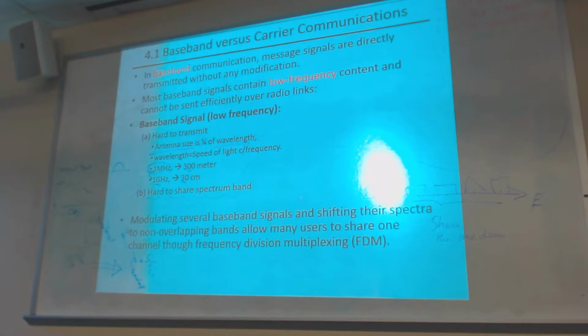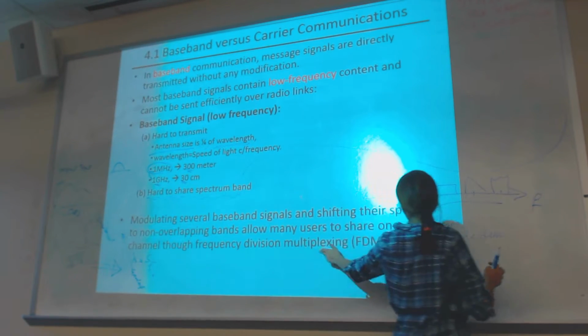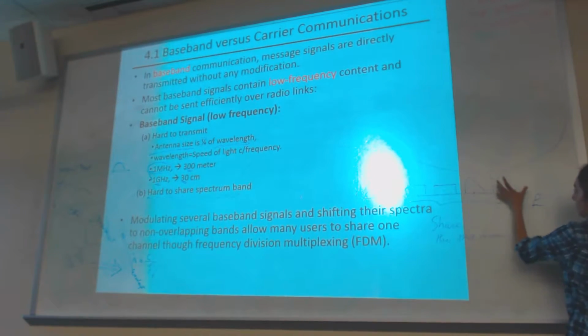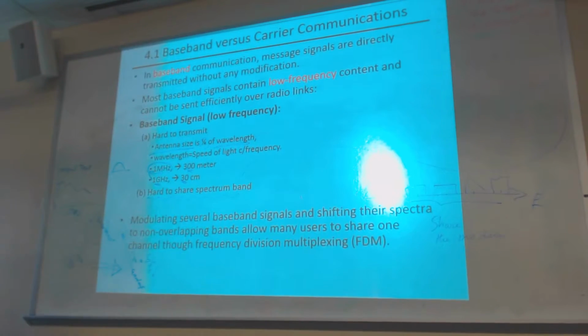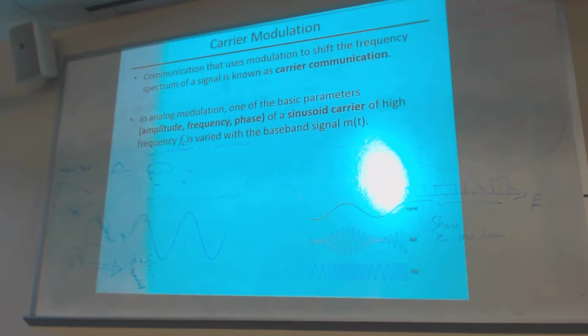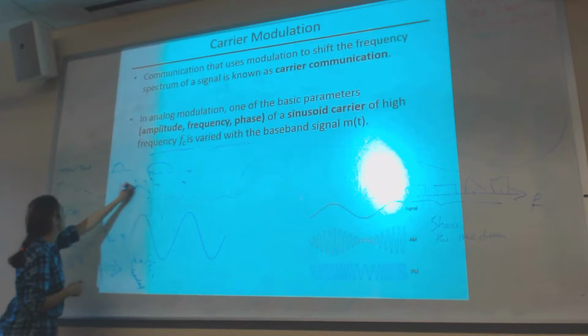So modulating several baseband signals and shifting their spectra to non-overlapping bands allows many users to share one channel through frequency division. This is called frequency division multiplexing. I guess we introduced it before. Basically we multiplex all the signals in the frequency. Okay, great. So this is the motivation that we have to go from the lower frequency baseband signal to something which is much higher frequency.